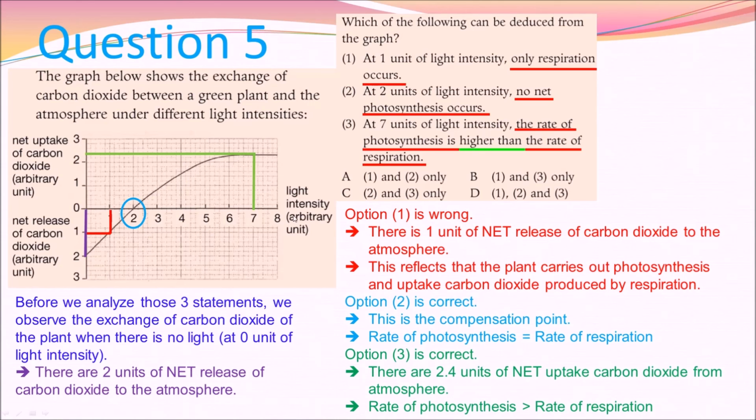So at 7 units of light intensity, how much carbon dioxide does the plant need? Actually, it should be 2.4 plus 2 units. 2 units provided by itself, and 2.4 units taken up from the atmosphere. 2 plus 2.4, that means 4.4 units of carbon dioxide will be required for photosynthesis. So you can see that the answer must be option C, 2 and 3. So that's the MC question.